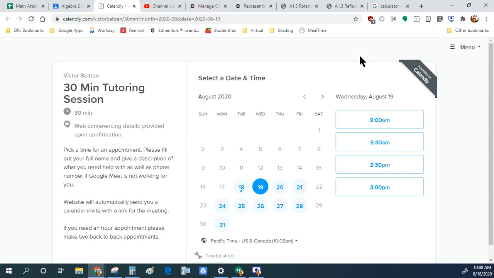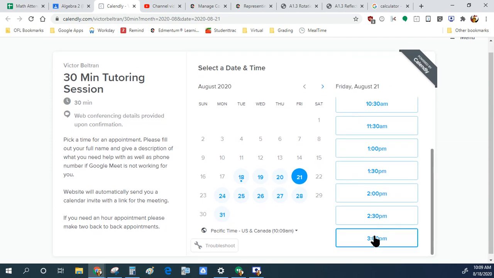Or let's say you want tomorrow. You'll notice that 10 o'clock and 11, the morning times, aren't there because that's when I teach pre-calculus and algebra 1. But 9 in the morning, 9:30 in the morning, those are available. It looks like some students have already taken up my first afternoon slots. So you'll be able to make appointments this way.